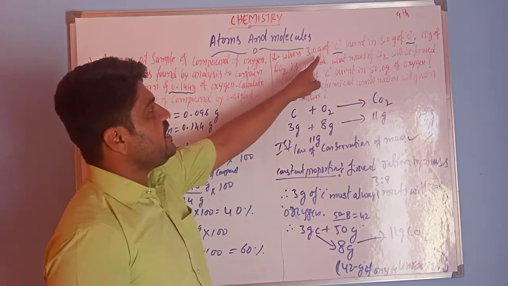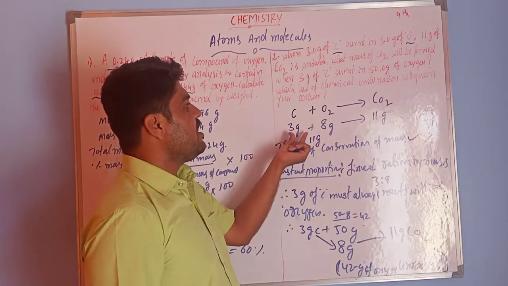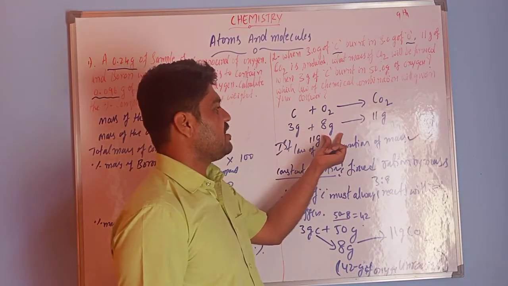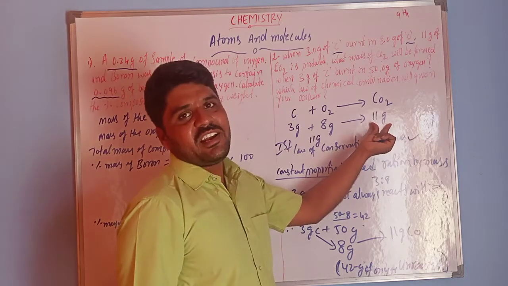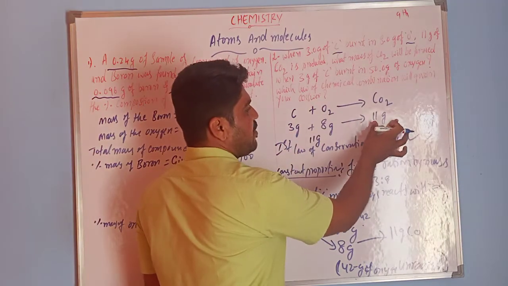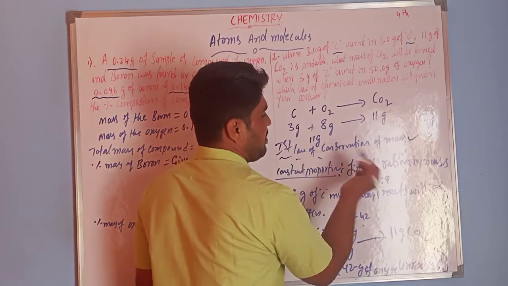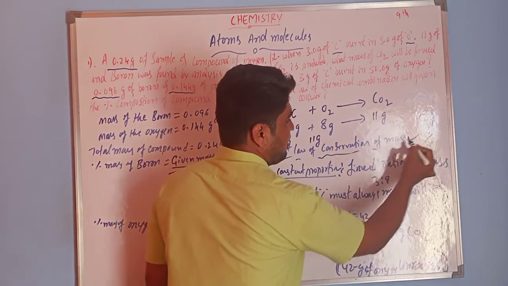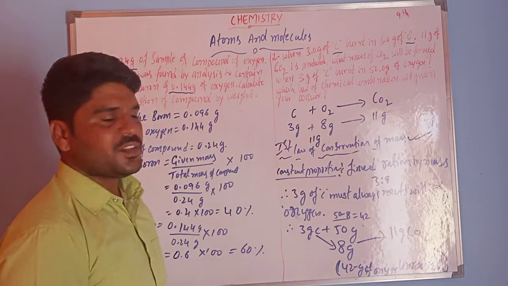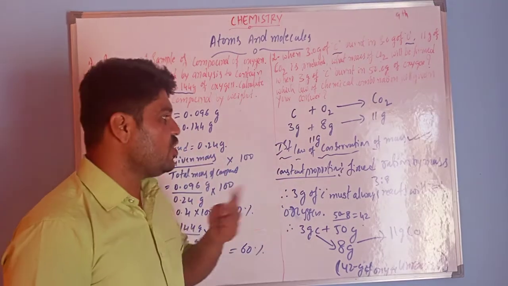When 3 grams of carbon burns in 8 grams of oxygen, it produces 11 grams of carbon dioxide. That means the mass of reactants and the mass of products are equal. That's why this follows the first law of chemical combination, the conservation of mass. And the second law, constant proportion, also tells us something.